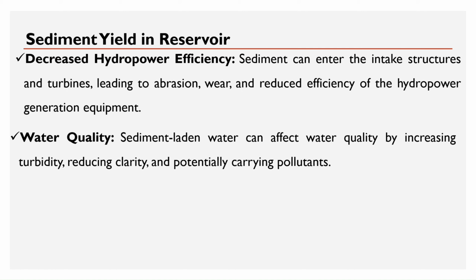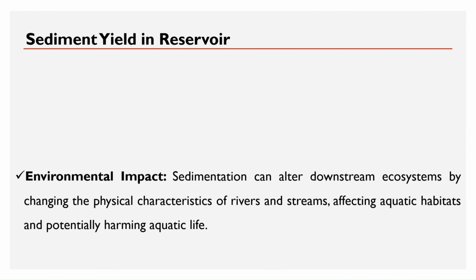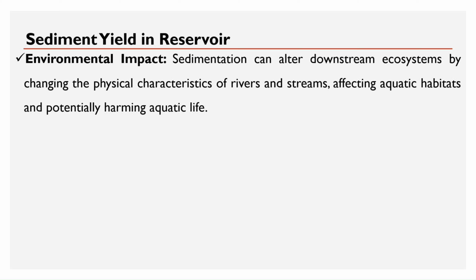Water quality. Sediment-laden water can affect water quality by increasing turbidity, reducing clarity, and potentially carrying pollutants. Maintenance costs. Sediment accumulation may necessitate periodic dredging or maintenance activities to remove the sediment, which can be costly and time-consuming. Environmental impact. Sedimentation can alter downstream ecosystems by changing the physical characteristics of rivers and streams, affecting aquatic habitats, and potentially harming aquatic life.